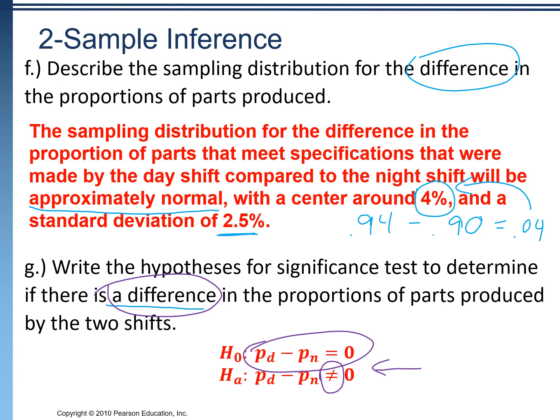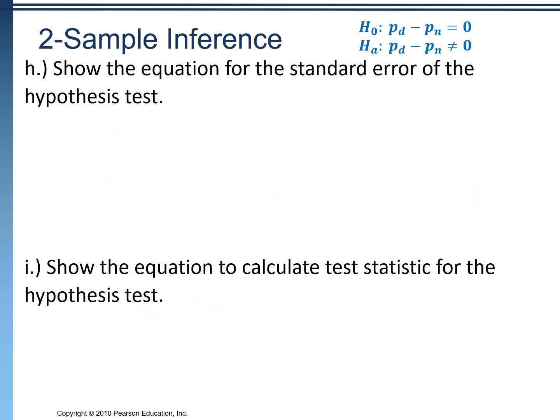It could be a less than or a greater than if it talks about one proportion being greater than or less than the other. Now we're being asked to recalculate the standard error for a hypothesis test instead of the confidence interval that we did earlier. These will be different, and it's because when we do a hypothesis test, we're always assuming that the null hypothesis is true. And in this case, the null hypothesis is saying that these two proportions are actually the same. There's no difference in them.